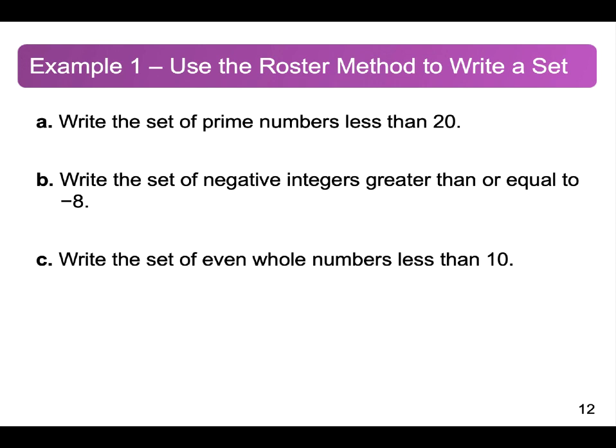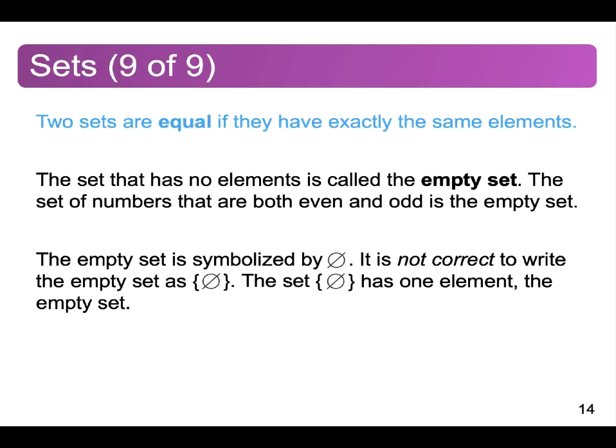Every once in a while, we will end up with two sets that are equal. We consider two sets to be equal if they have exactly the same elements. There's nothing different about the two sets. Another thing that we encounter from time to time is what's called the empty set. And that's a set where nothing holds true.